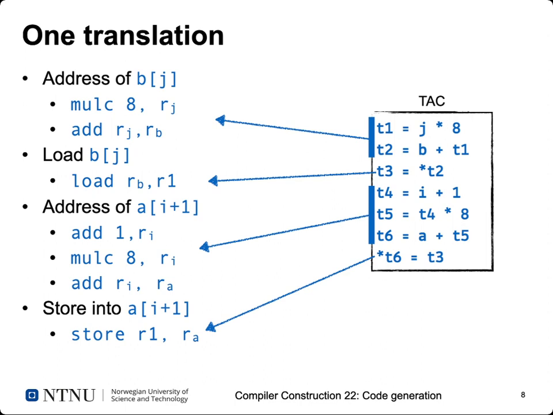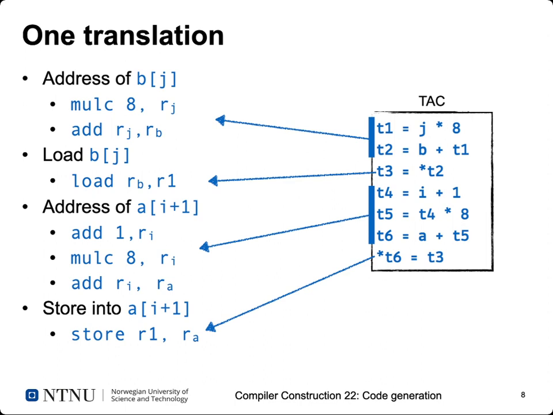Then we can dereference that pointer here using a load instruction. So we have this address of the j-th element of b in rb. So we can now load from memory at location rb into register r1. So we have loaded the value into r1. Then we do the address calculation here.